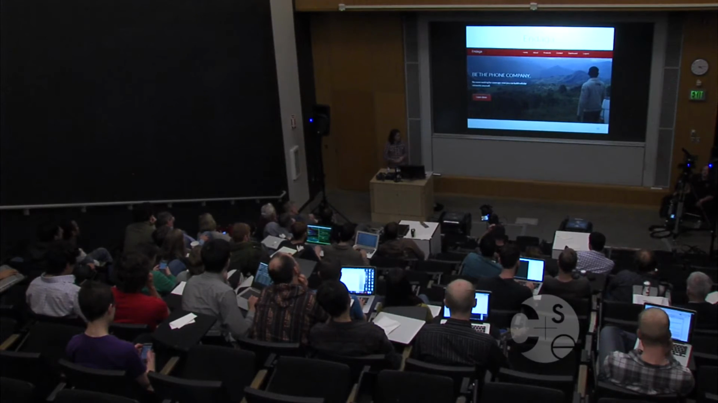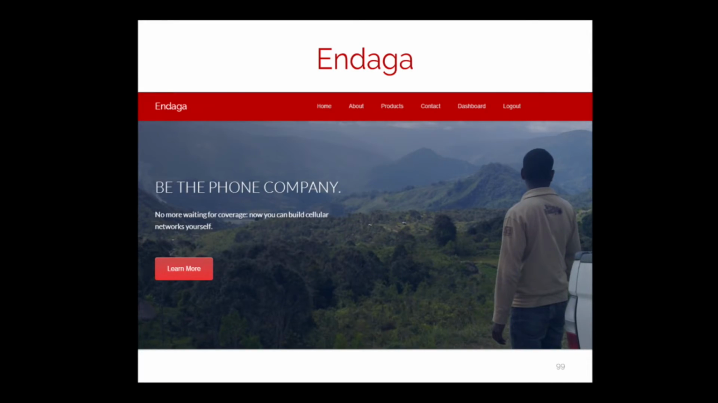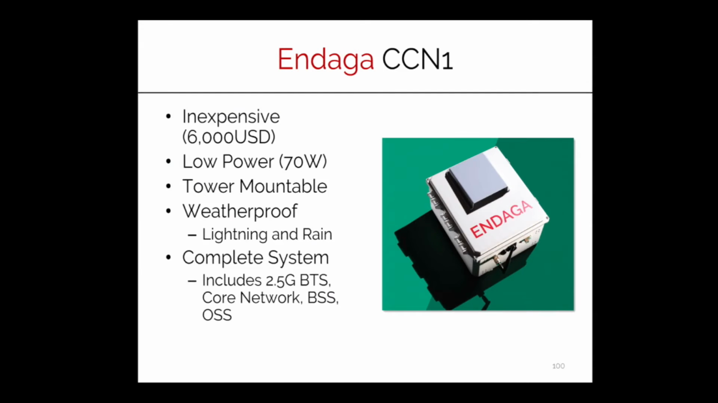So stepping out a little bit, this is all great, but we do value impact quite a bit. And so we've started a company to commercialize this research, and it's called Indaga. The big idea in Indaga is there's really two products that come out of Indaga. The first is this. This is the CCN1. It's a low-power, tower-mountable, weatherproof cell phone network in a box, right? Everything that I talked about earlier, making a version that doesn't have any cardboard in it. And that's what we've got right now.